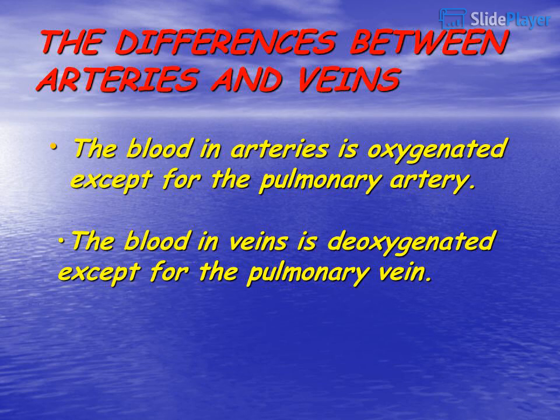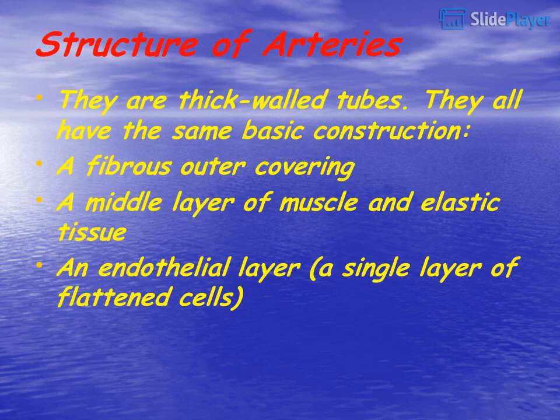The differences between arteries and veins. The blood in arteries is oxygenated except for the pulmonary artery. The blood in veins is deoxygenated except for the pulmonary vein. Structure of arteries. They are thick-walled tubes. They all have the same basic construction: a fibrous outer covering, a middle layer of muscle and elastic tissue, and an endothelial layer, a single layer of flattened cells.